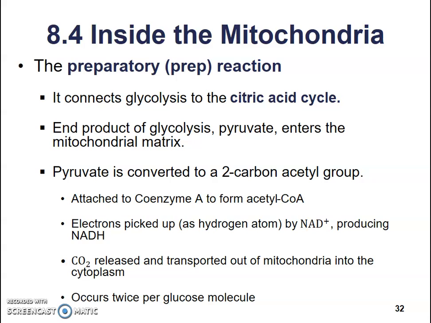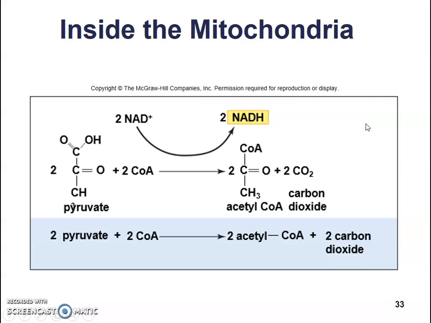You'll also remember that 2 pyruvate molecules are made in glycolysis. So for every single glucose molecule, we get 2 pyruvates, which means we get 2 acetyl-CoA molecules. So inside the mitochondria, we take a pyruvate molecule and coenzyme A, and we make acetyl-CoA, which looks like this, and we release 2 carbon dioxide molecules.